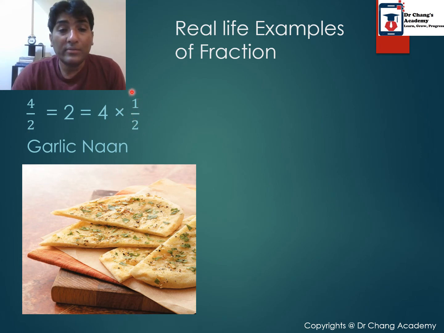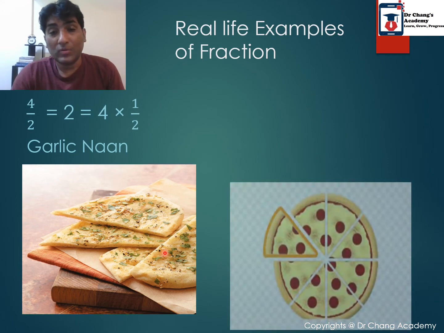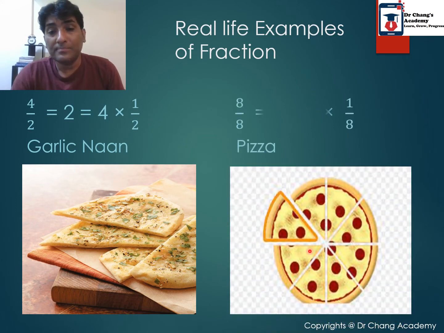In this case, we have written 1 in the numerator. That means this is 1 half, and 4 times 1 half is also equal to 2. So the overall value of this whole garlic naan we see here in the image is 2 garlic naans or 4 halves. Okay, let's look at this pizza example.